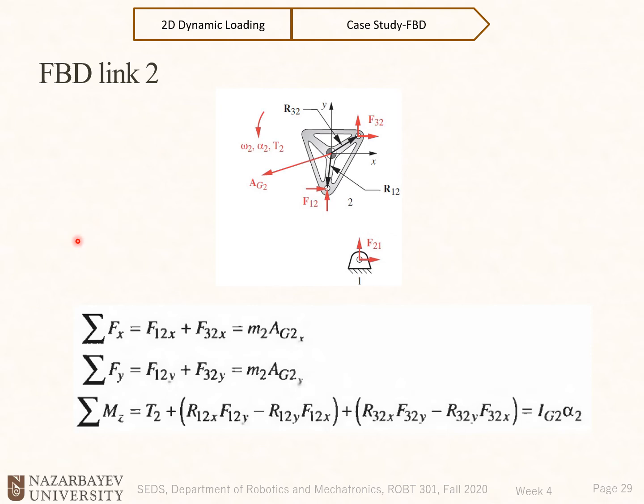Okay, so we could write equations. It's a two-dimensional problem, but it's a dynamic case, yes? So we have three equations for each body. Sigma Fx equals M2 AG2x. Sigma Fy is equal to M2 AG2y. And Sigma Mz is equal to IG2 alpha 2. What is Mz basically? It is the summation of all the moments. What are those moments? T2 is basically the torque of the motor, and the torques of F12 and F32, X and Y components, around the center of gravity.